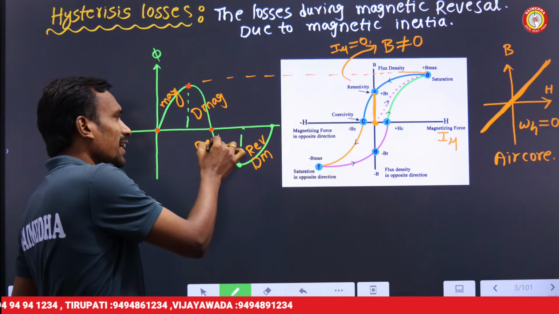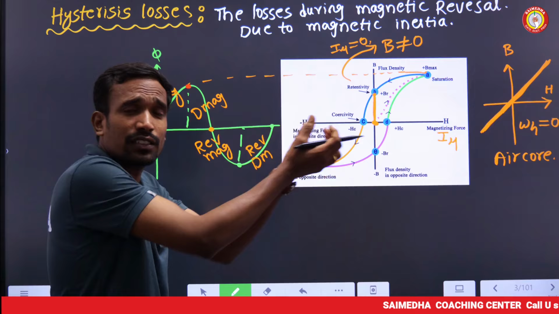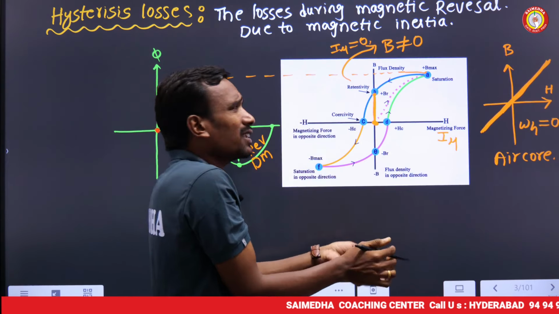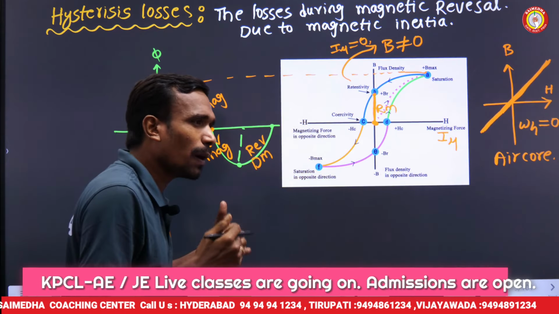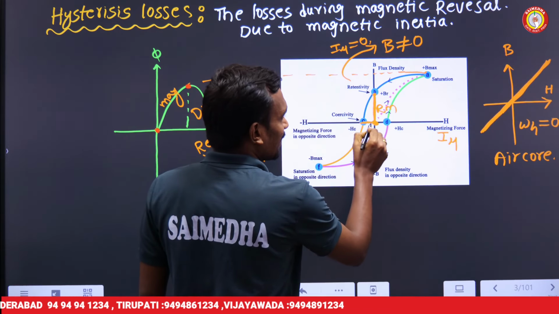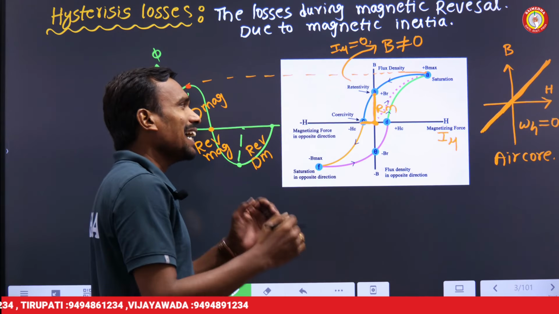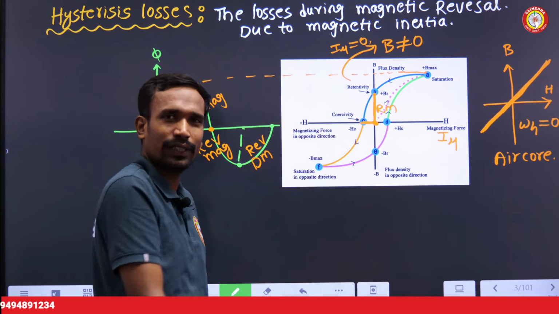But we need reverse magnetization again. To start reverse magnetization, we have to start from the zero state, so we need to bring this flux density to zero. To overcome this residual magnetism, this retentivity phenomenon, we need to apply some extra magnetizing current in the reverse direction. This extra force is called coercivity.